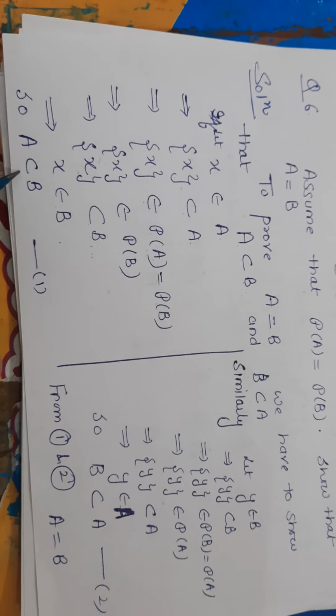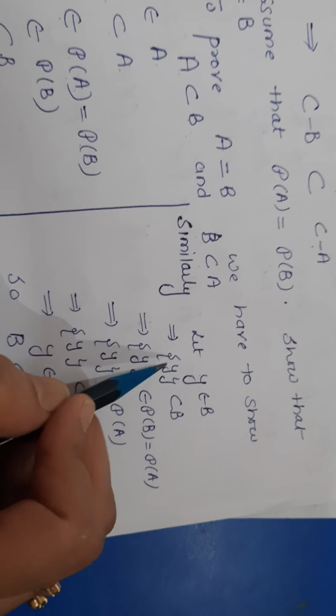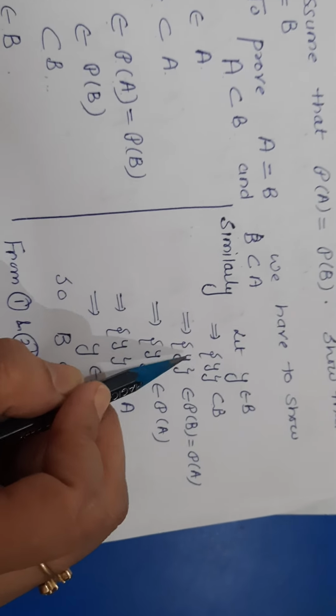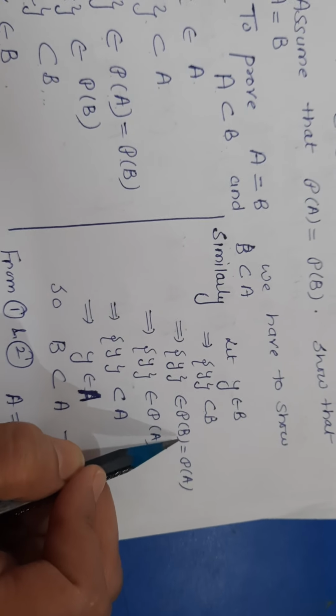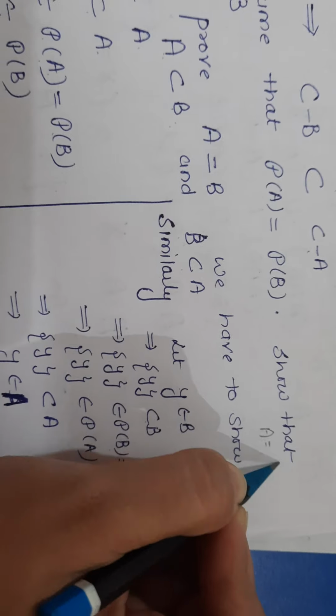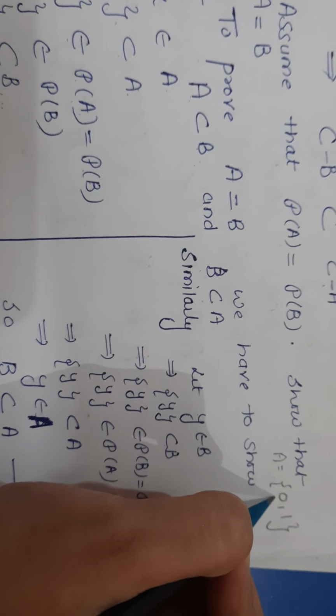So from here A is a subset of B. Conversely, if Y belongs to B, the singleton Y is a subset of B. So this implies singleton Y belongs to power set of B, right? Suppose I write here A any set 0, 1. Just look here. Now x, suppose I take x equal to 0.